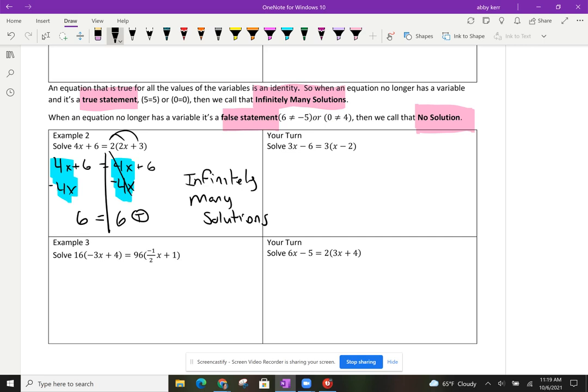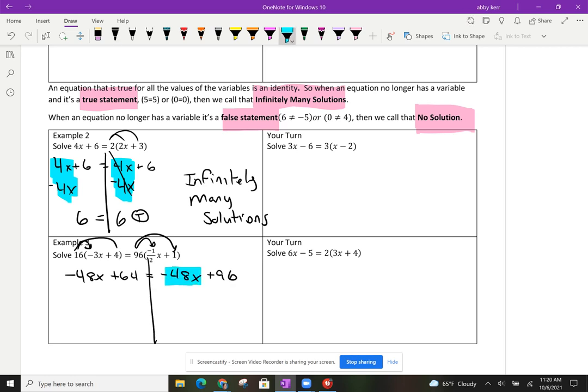I'm going to do example 3 to see what happens when you get a false statement. So 16 times negative 3 is going to be a negative 48x. 16 times 4 is going to be 64. And then 96 times negative 1/2 is negative 48x. And then 96 times 1 is a positive 96.